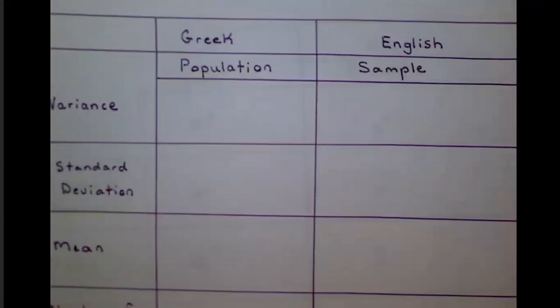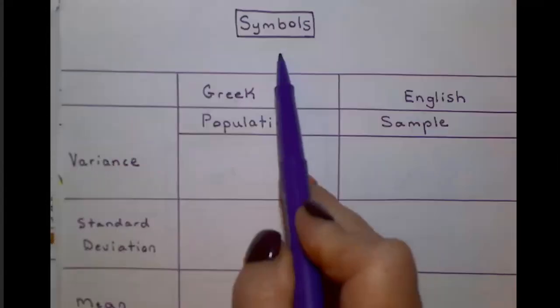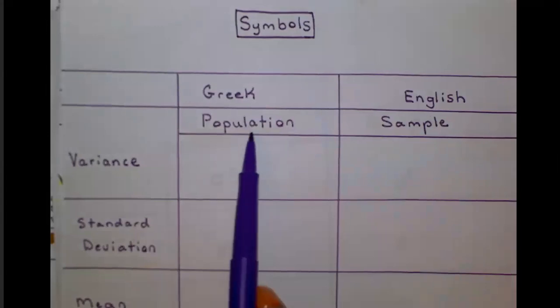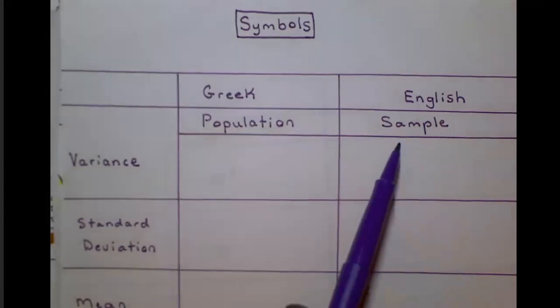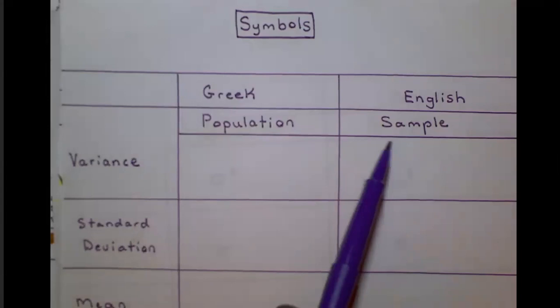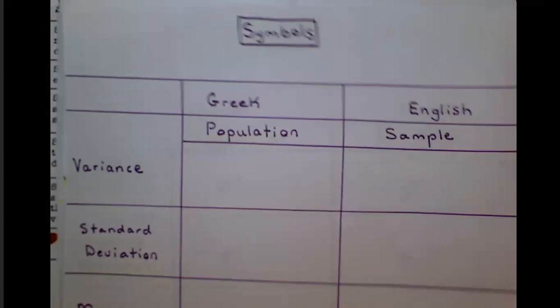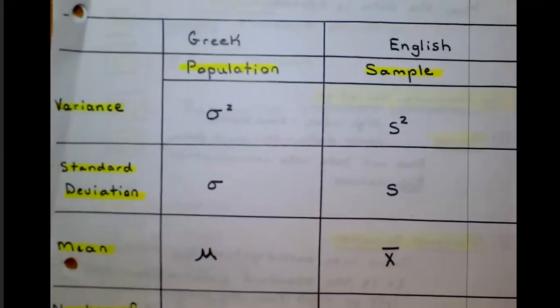So where we're going to start next is I want you to find this handout, and I'm going to have you write down the symbols here with me. And you normally use what's called Greek symbols when you're dealing with population, and you normally use the English symbols when you're dealing with a sample. So there's different statistics symbols that are used, whether it's a population or a sample. So I thought this might be helpful as well. I'm going to let you copy those.